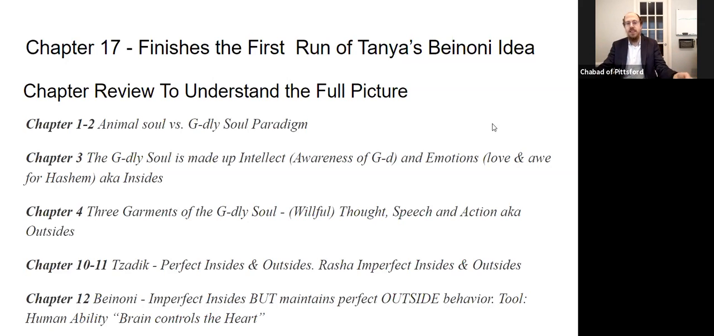And in chapter 6, it says the same thing exists by the animal soul. It's made up of selfish, self-perpetuating intellect and emotions. And it tells us in chapter 9 that those 2 souls, that's the battle. The battle is for the body. Who's going to get to express on the outside in thought, speech, and action? Will it be the godly soul's thought, speech, and action in the body, or will it be the animal soul's thought, speech, and action in the body? And each one is vying for it.